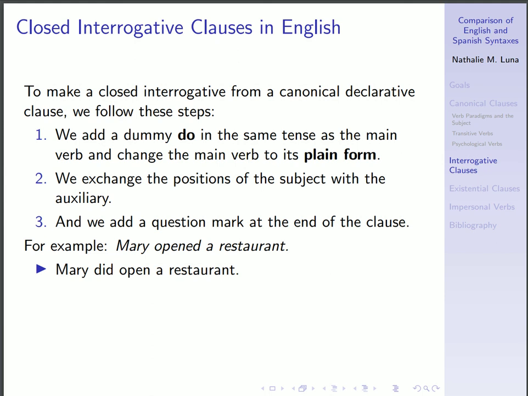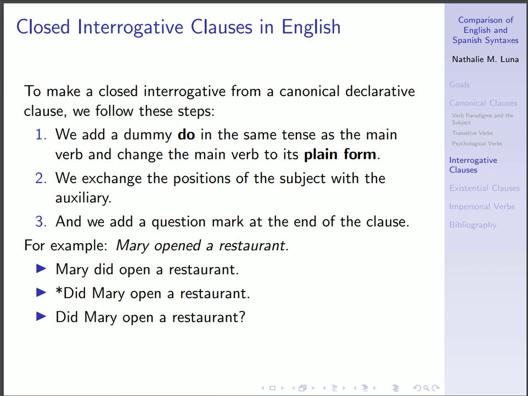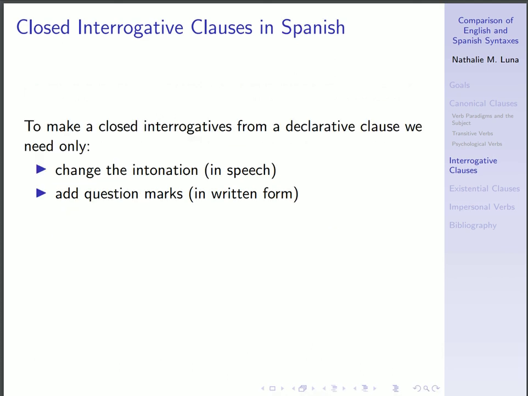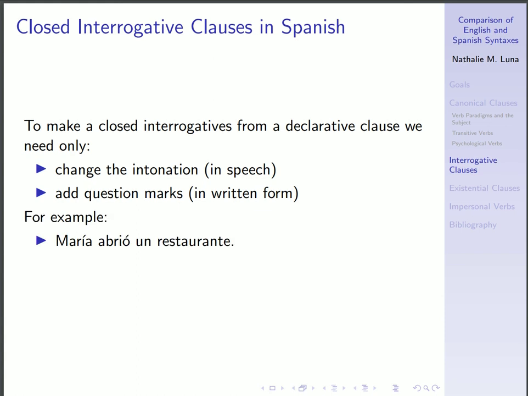And next we're going to do the subject auxiliary inversion. So it's exactly how it sounds. And then we're going to add a question mark, and now we have a closed interrogative from that declarative clause. In Spanish, on the other hand, if it's in speech, we just need to change the intonation. If we're writing it, we just need to add question marks. So, same translation from the previous example. If we have María abrió un restaurante, we can ask María abrió un restaurante?